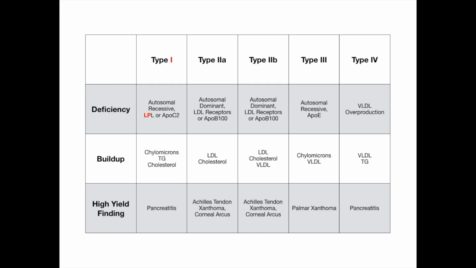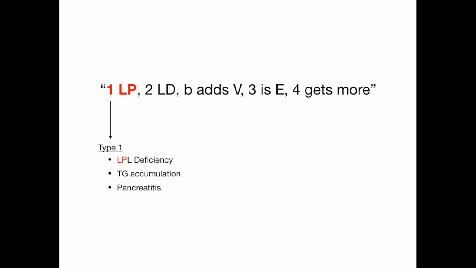Okay, I hope that makes sense. It should be pretty straightforward, but here you are. Let's repeat after me. 1LP, 2LD, B adds V, 3 is E, 4 gets more. So 1LP for type 1 is the LPL deficiency.